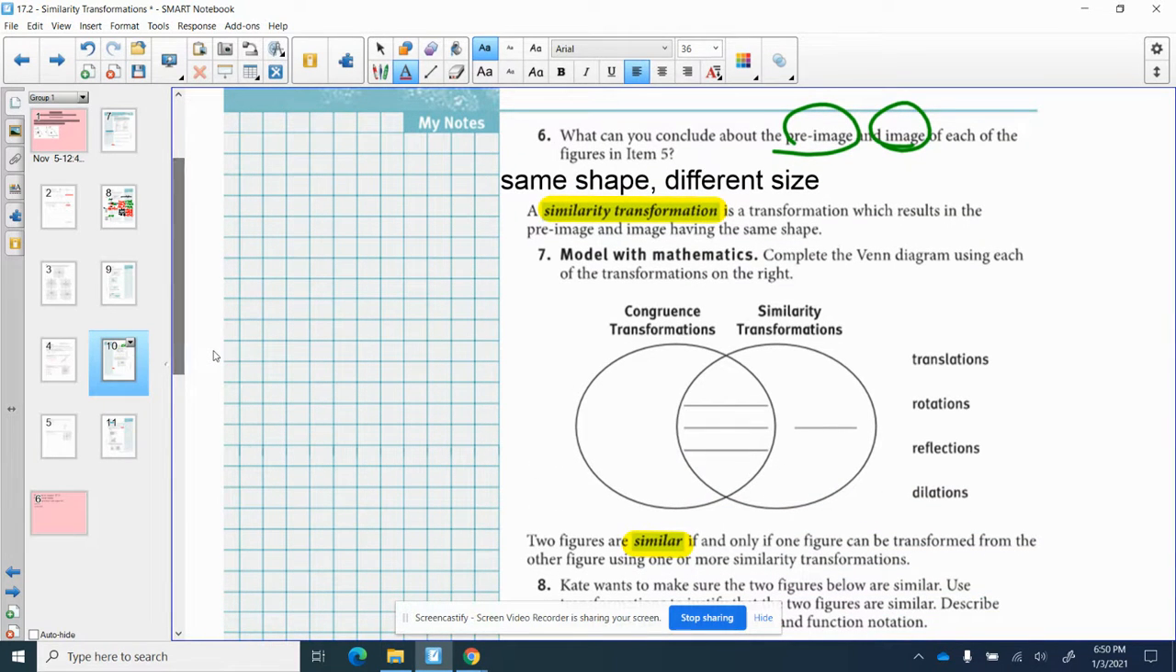So if we look at these vocab words that we have talked all about, congruence transformations are our translations, rotations, and reflections. Now, those are also going to be considered similarity transformations because they don't change shape, right? They don't change size either. So the translations, the rotations, and the reflections are all considered both congruence and similarity transformations. The ones that are only going to be similarity transformations are the dilations because they change the size.